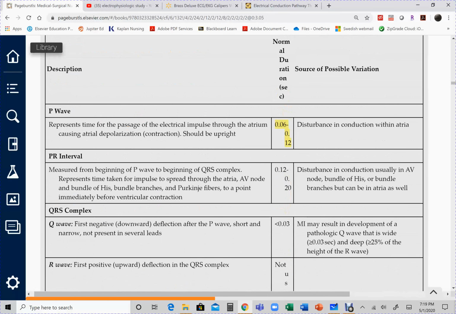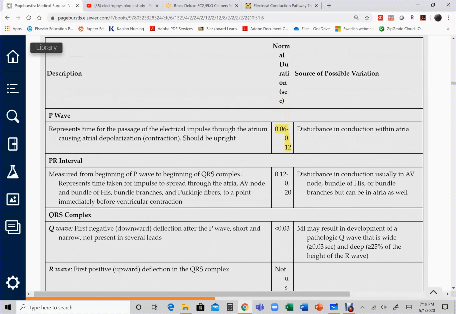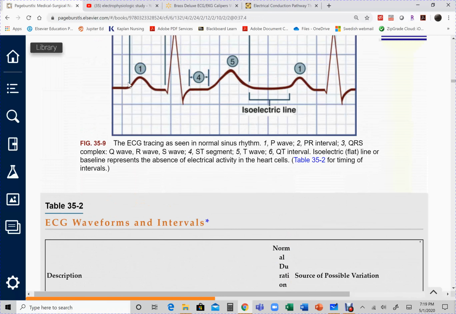The PR interval means time, right? Meaning the distance between point A to point B. Okay. The PR interval is measured from the beginning of the P here.